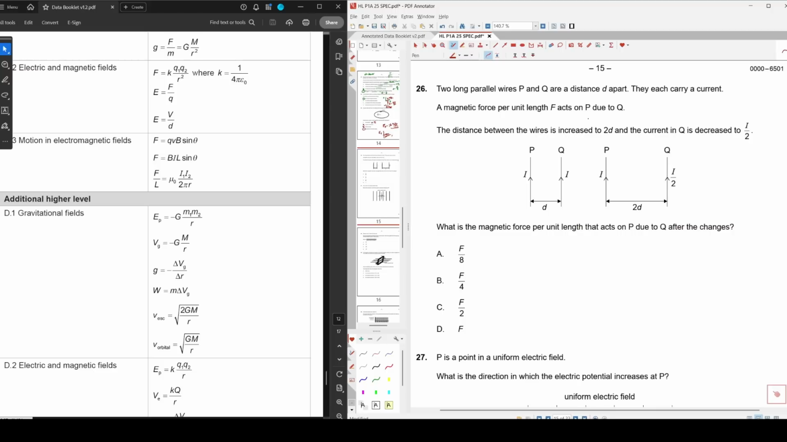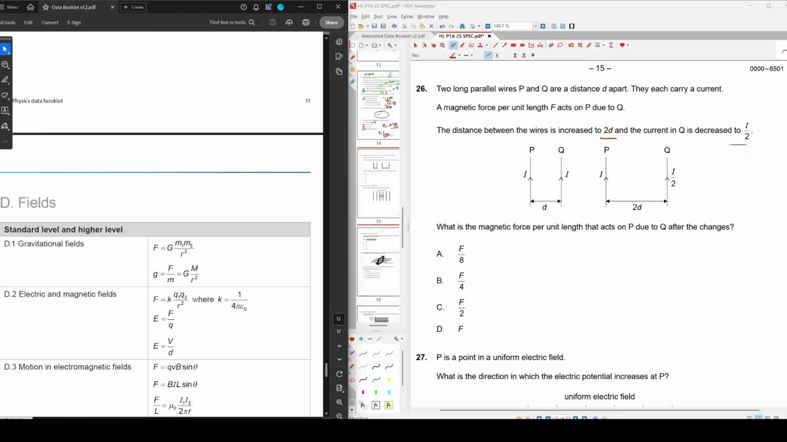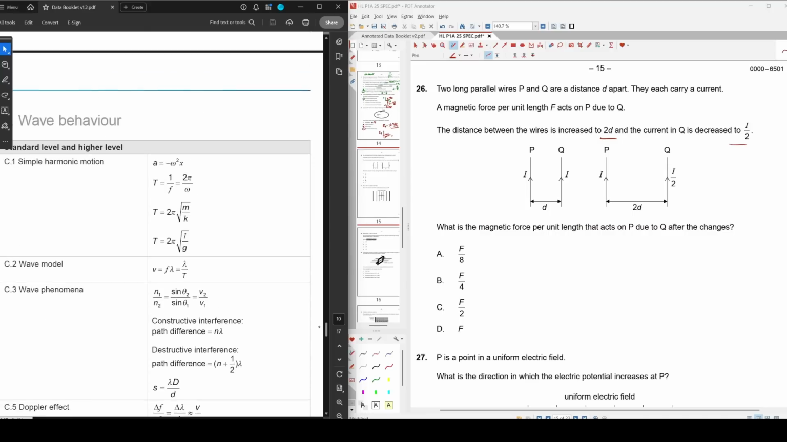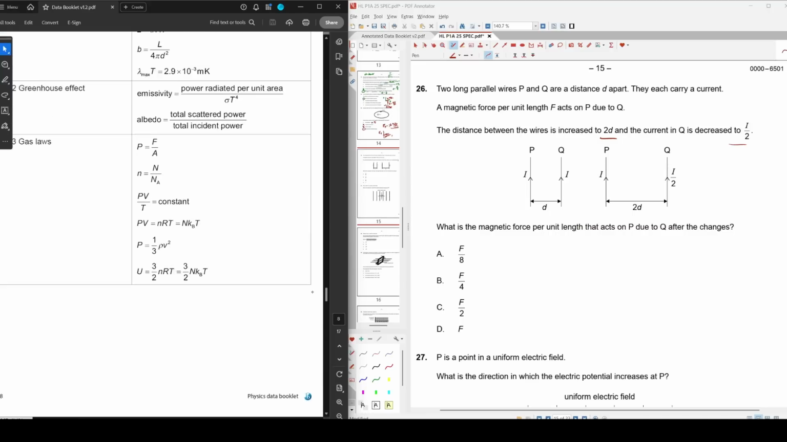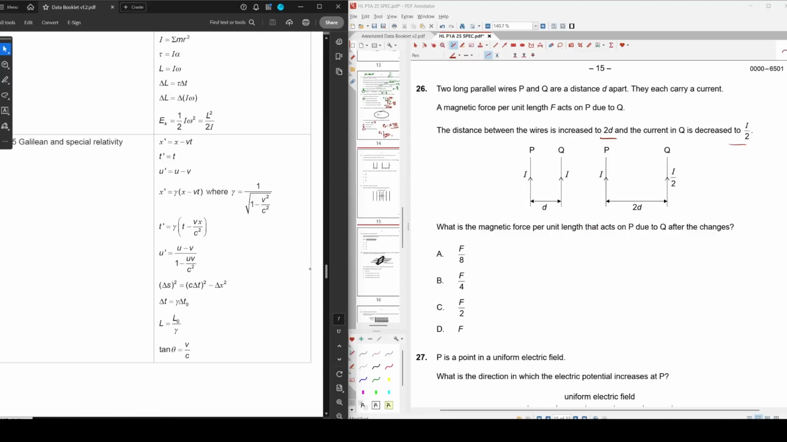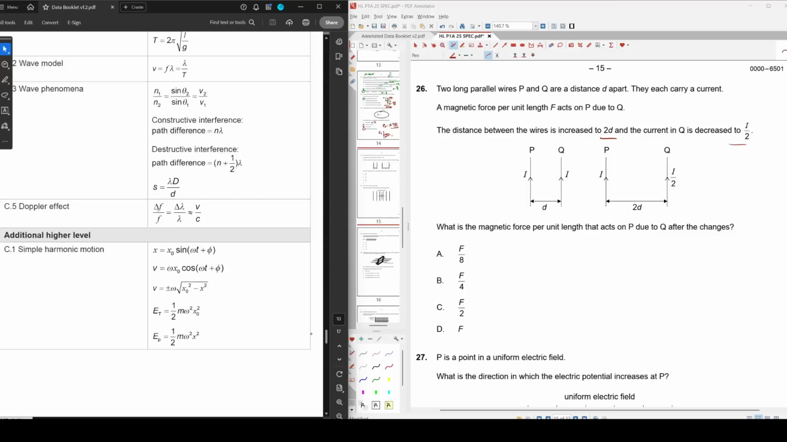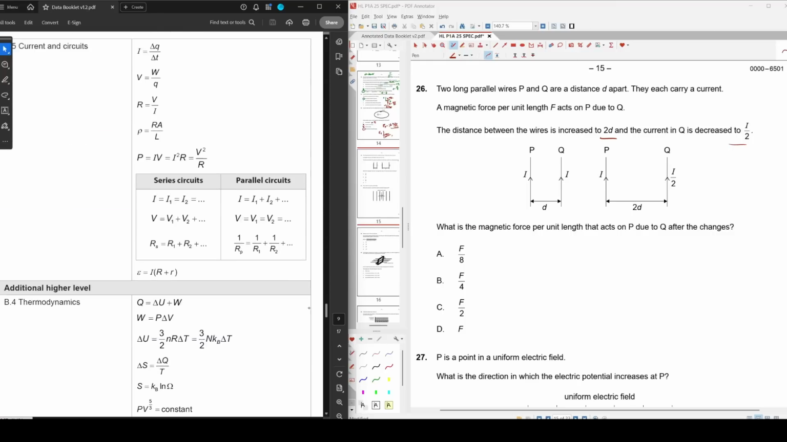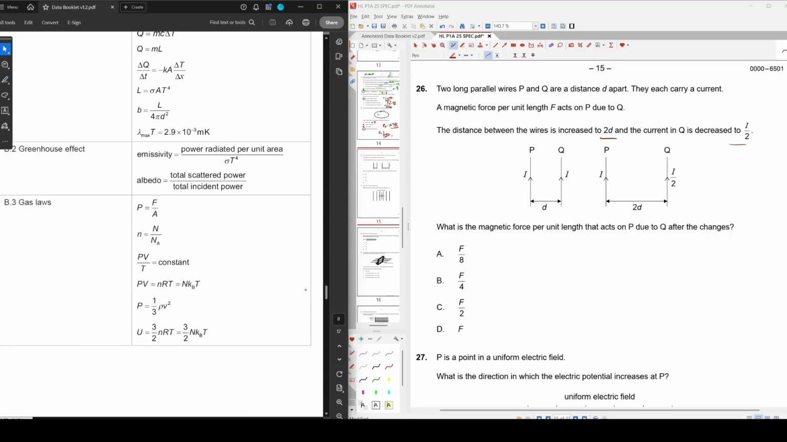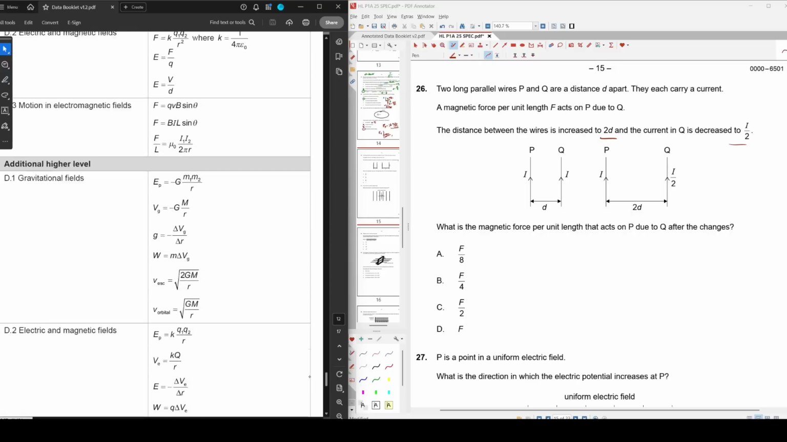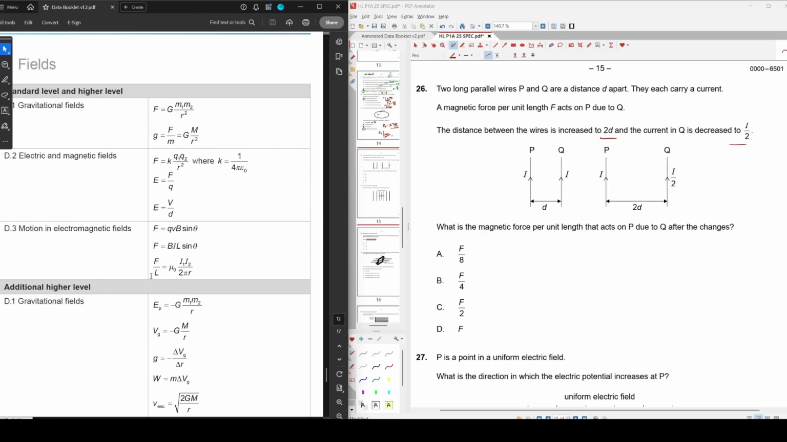Magnetic force acting on P due to Q. We're going to increase the distance, decrease the current. It's a ratio problem. This one's not so bad if I know where to go, because there's an equation for exactly this. Super specific situation. But I need to remember where the heck it is. It's the F over L stuff. D.3? D.3. Where am I? F over L. There we go.